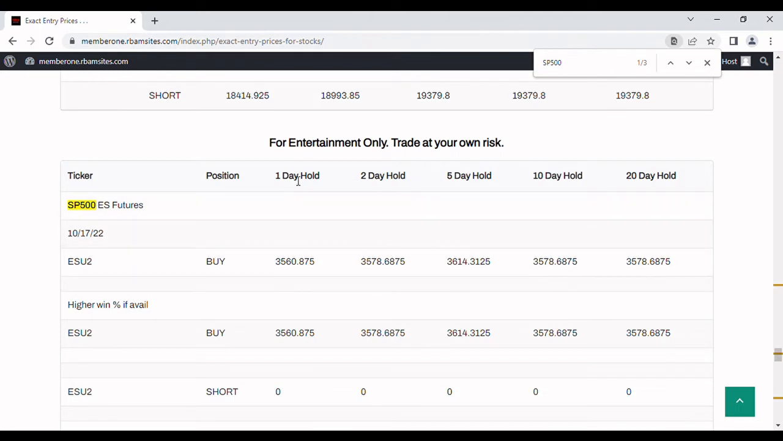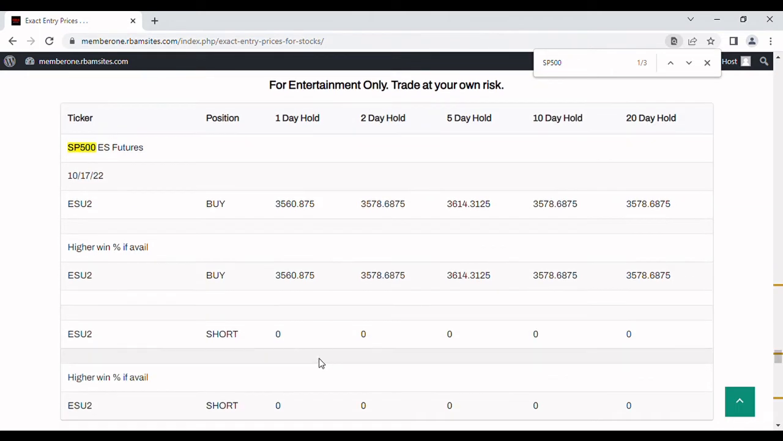You'll find that the buys or the shorts are populated every day, not both, one or the other. And if the shorts are populated, there will not be anything for the one-day hold. It'll just be a two-day hold and the rest. You will not have a one-day hold for the shorts on the S&P 500. But again, almost always, the two-day short price or entry price is a good entertaining price to look at for experienced traders to use to scalp. Again, you have to use it at your own judgment.